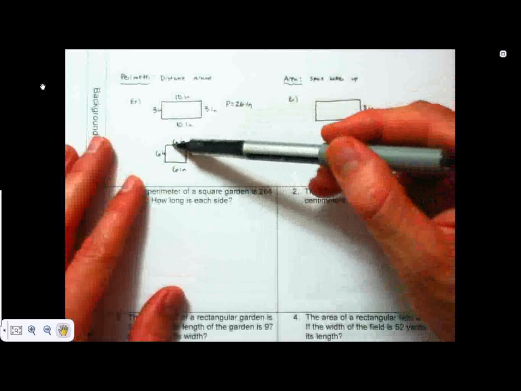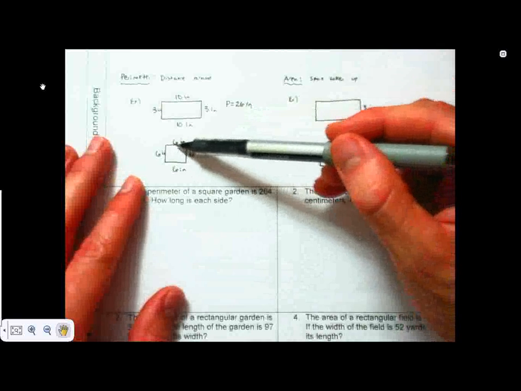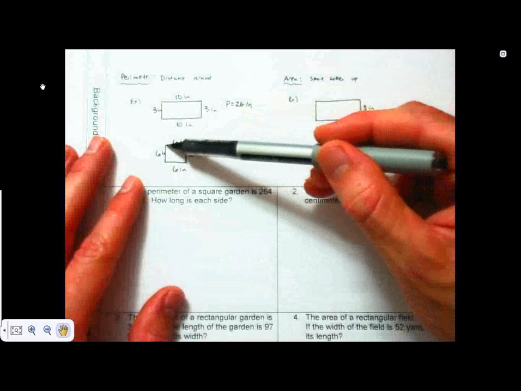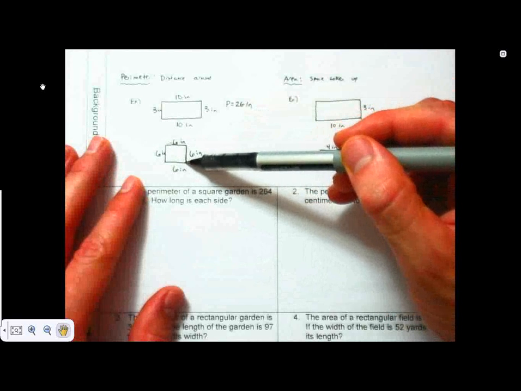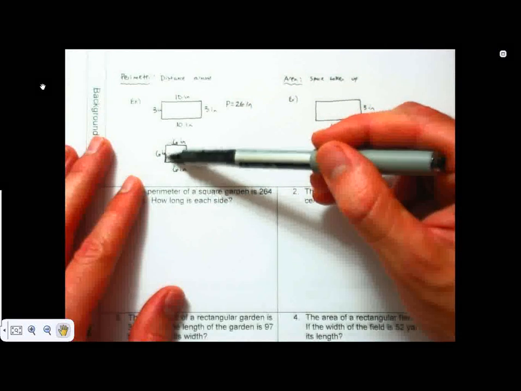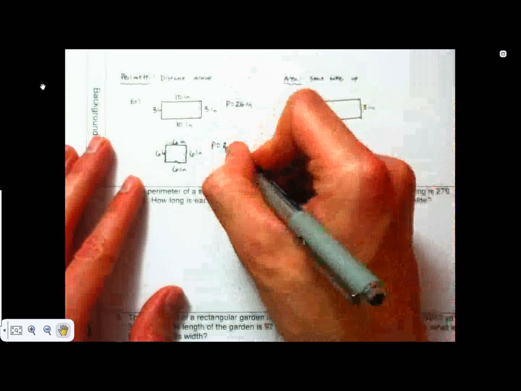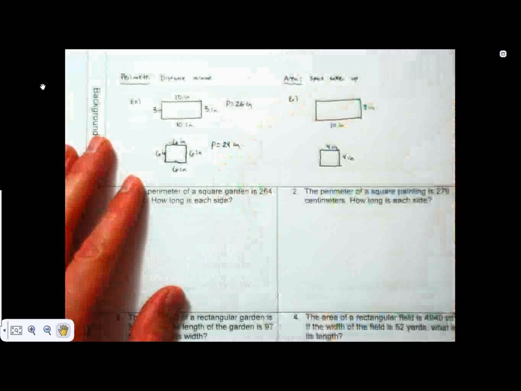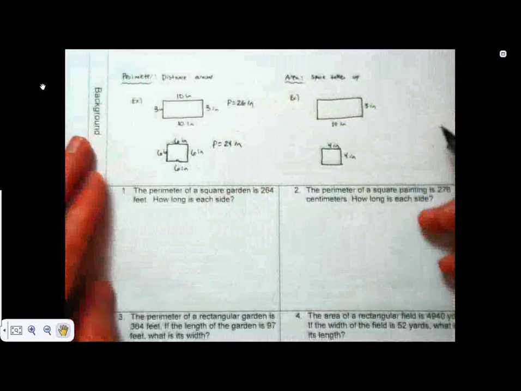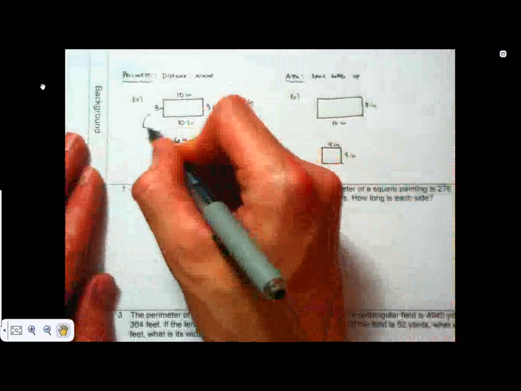If I looked at the perimeter of this square, it's the same thing. It's the distance all the way around it. So 6 inches plus another 6 inches plus another 6 inches plus another 6 inches is 24 inches. So to get the perimeter, you're just going to add the sides together.